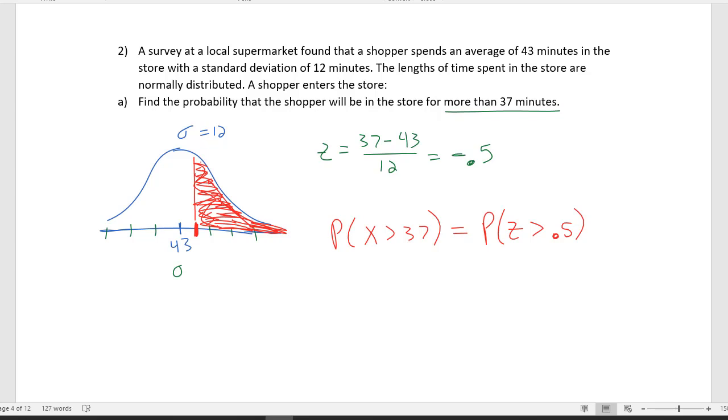All right, and before we move on, I'm just catching an error.